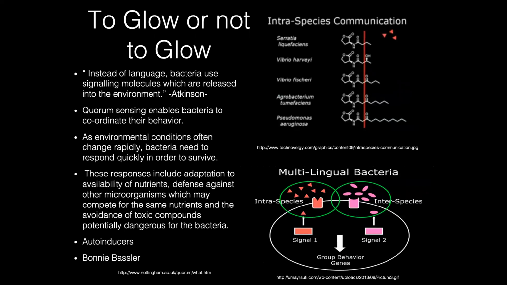Instead of a language, bacteria use signaling molecules which are released into the environment. These are known as quorum sensing molecules. As you can see on the top right, these are intra-species communication. So between organisms of the same species, they have their own types of communication molecules, their own quorum sensing molecules. They're also interspecies, between different species communication molecules. So bacteria can sense who is around them that is the same species. They also are able to recognize who's around them that is not of their same species.